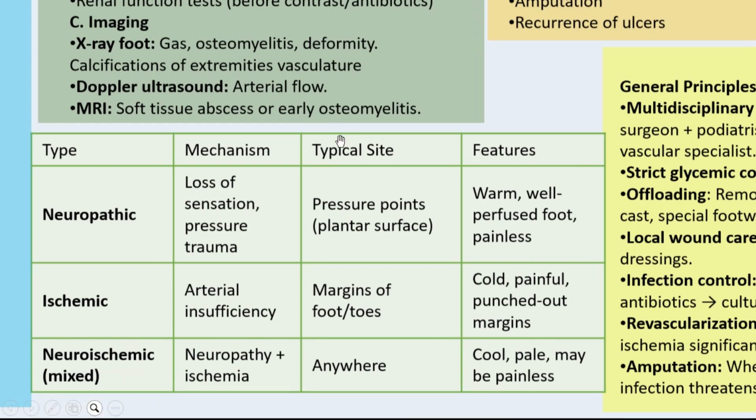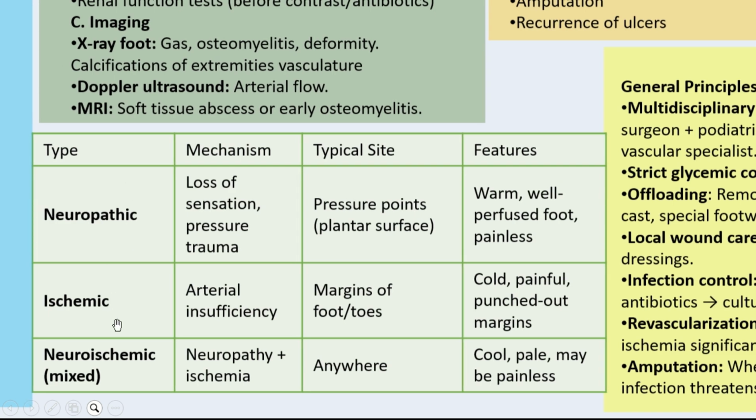So we have the types of ulcers in diabetic foot. Some of the ulcers are going to be neuropathic, ischemic, or mixed. Neuropathic ulcers are caused by the loss of sensation, which exposes one to pressure trauma. And they are typically at the pressure points, that is on the plantar surface. When you touch that foot, it's going to be warm and well perfused, and the ulcer is going to be painless. This all points to the foot being neuropathic.